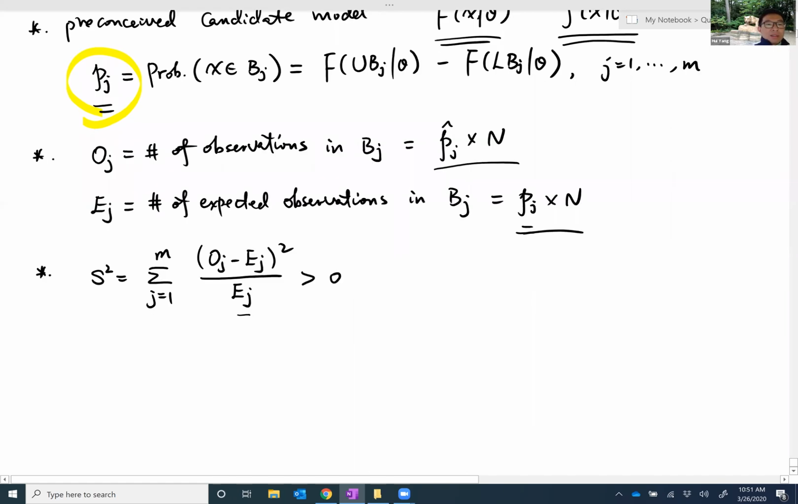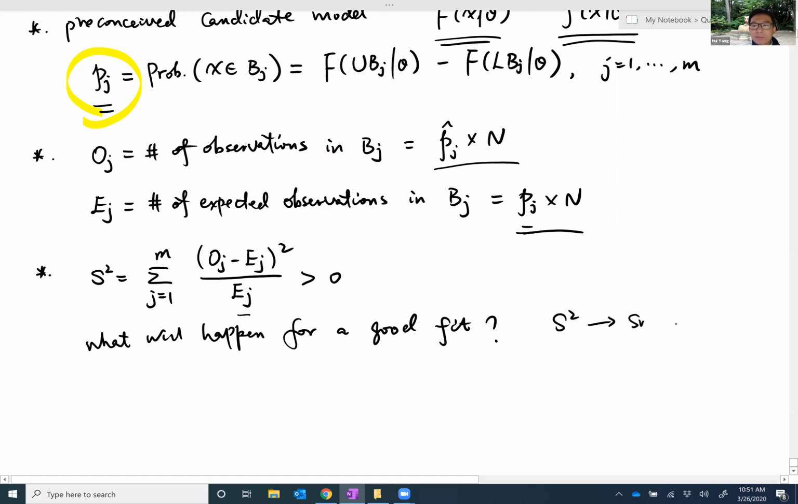So if you have a good fit, what will happen for a good fit? Then S squared will go to very small, smaller and smaller. That means OJ is very close to EJ. That means you have a very good fit.